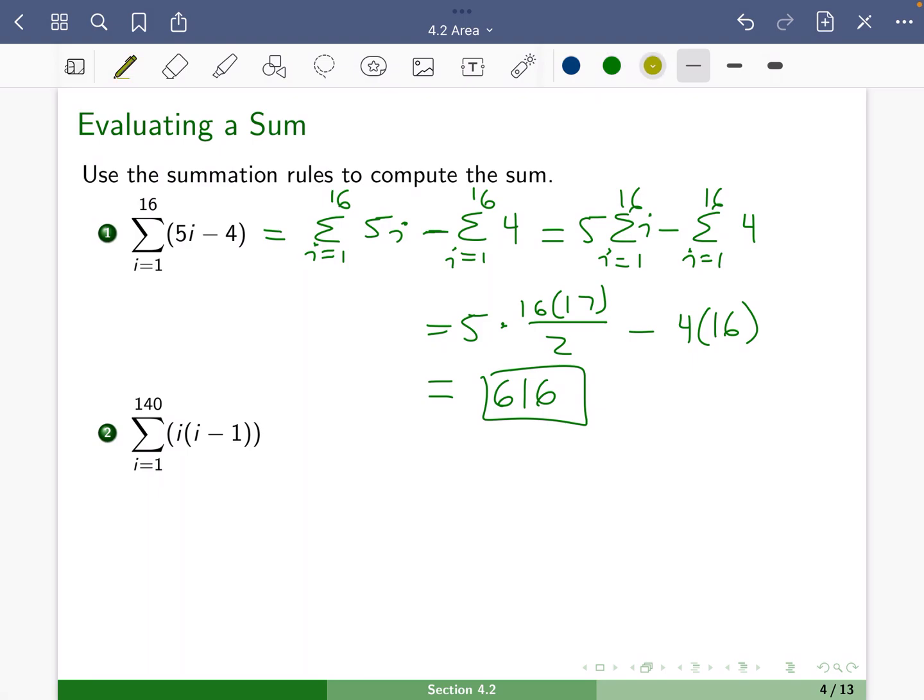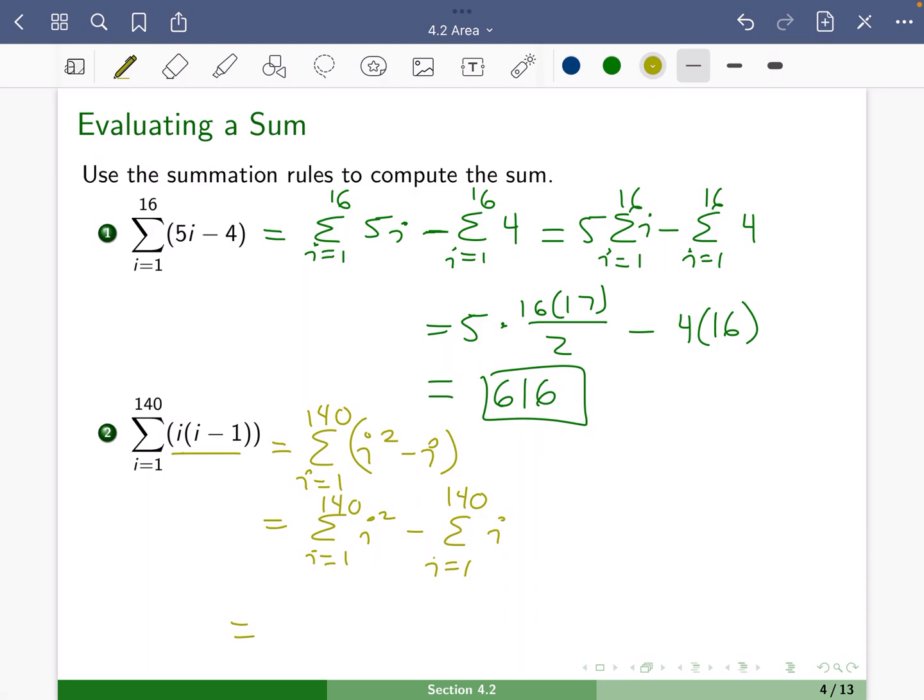So that's how we can use those summation rules to evaluate sums. All right, let's look at this next example. Here we have the sum i equals 1 to 140 of i times i minus 1. Now you might be tempted to break it up immediately. However, because of the multiplication, we can't do that. So let's distribute through first. This would be i squared minus i. Now we could split it up between the subtraction. So we have the sum of i squared minus the sum i equals 1 to 140 of i.